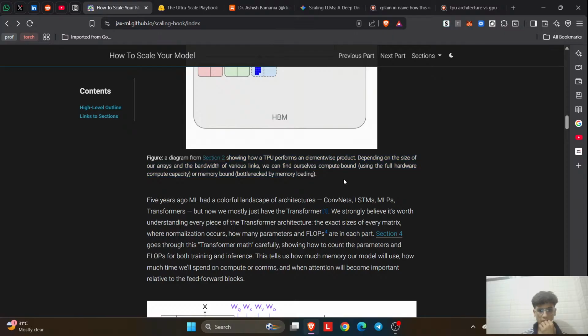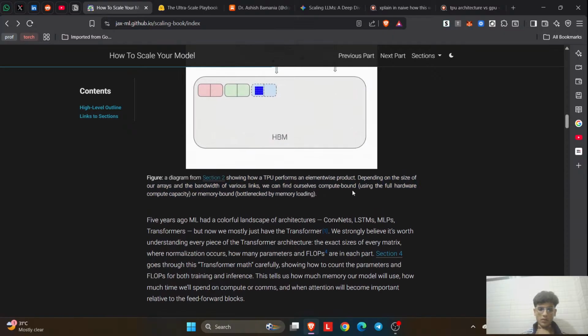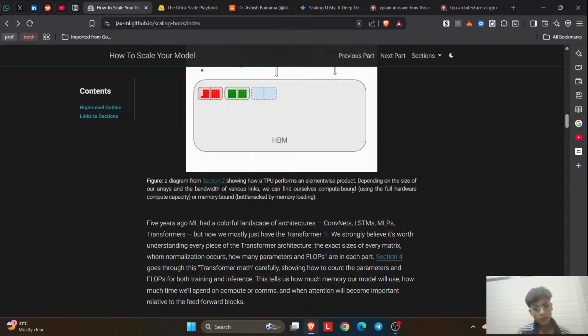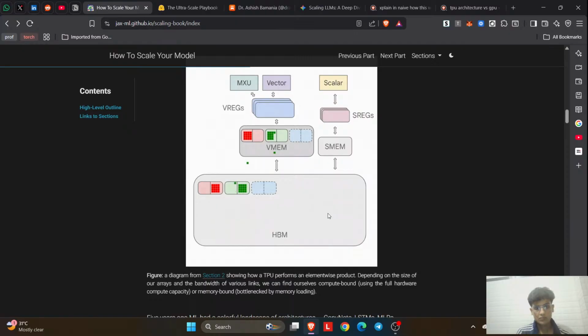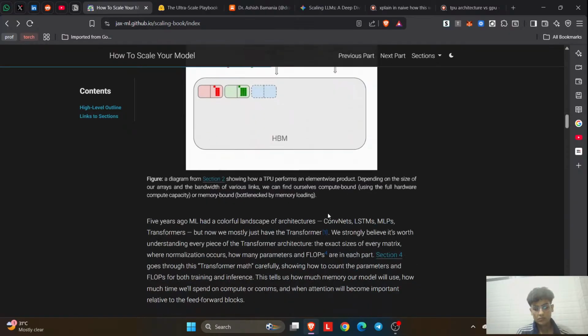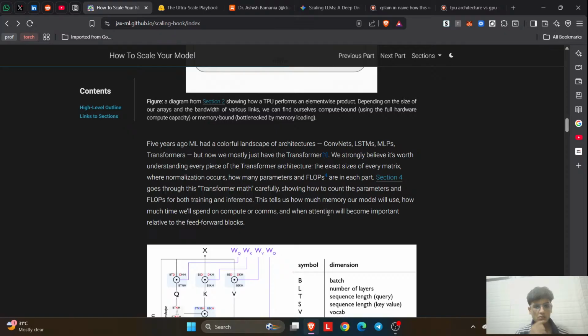Showing how our TPU performs an element-wise product depending on the size of our array and the bandwidth of our links. We can find ourselves compute bound using the full hardware compute capacity. As a row, ML had a colorful landscape of architectures: ConvNets, LSTMs, MLPs, transformers. But now we mostly just have the transformer. We strongly believe it's worth understanding every piece of the transformer.